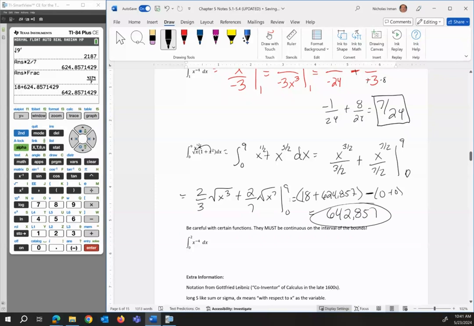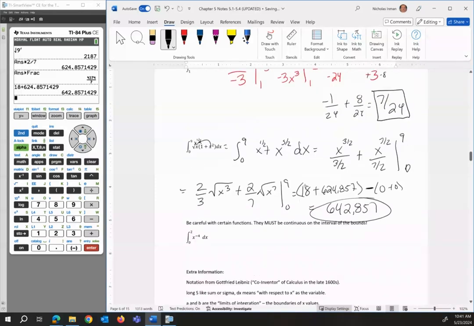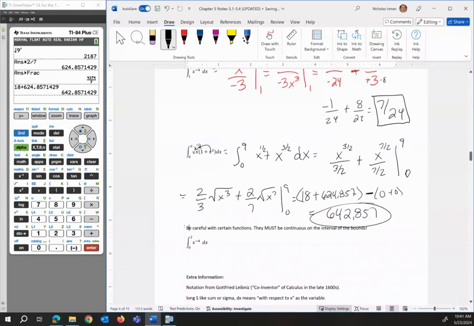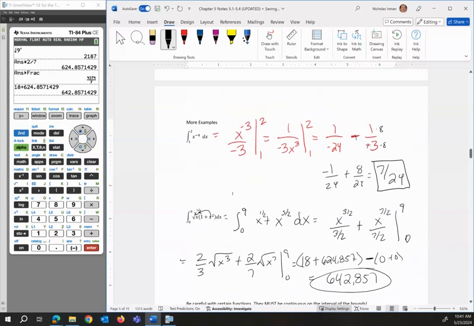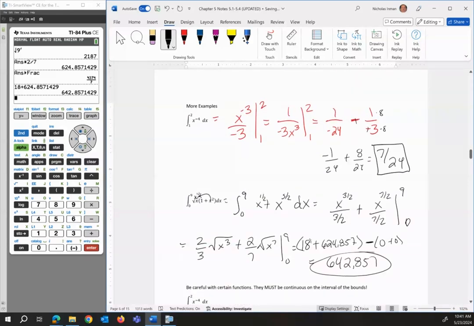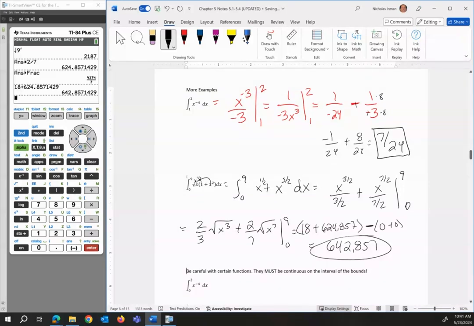And I've got myself an answer. All right, so that's the big picture. Hopefully we can do these. These are just antiderivatives. Plug in your two bounds, and it finds the area. All right, that is the big picture of what we are doing for an integral.